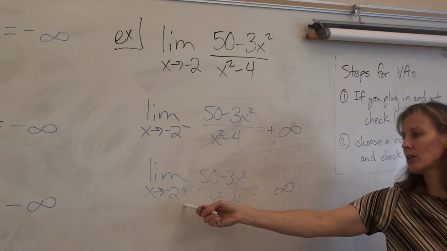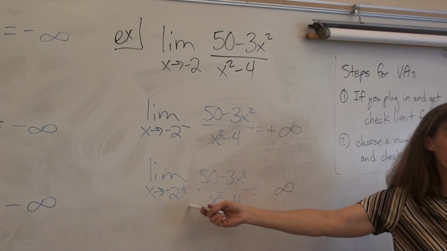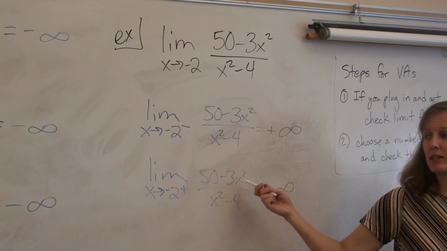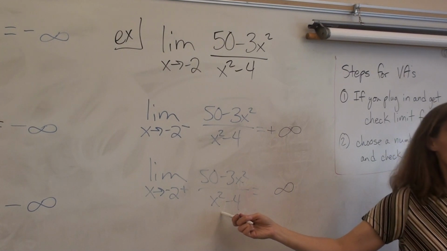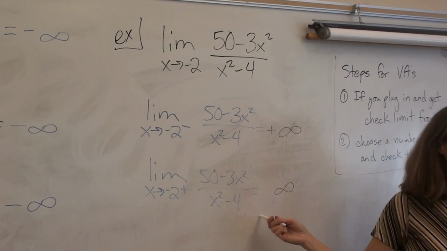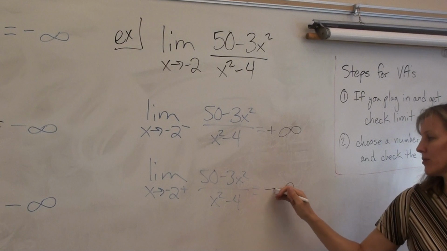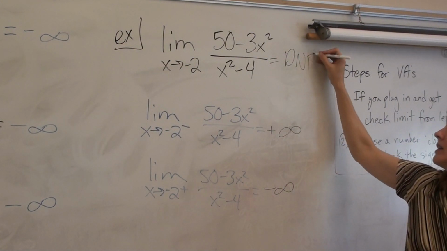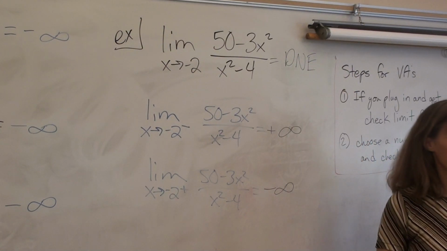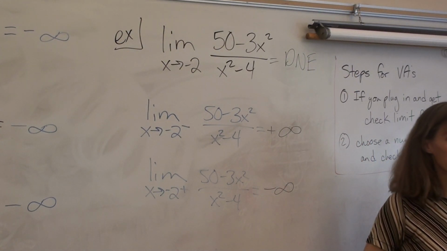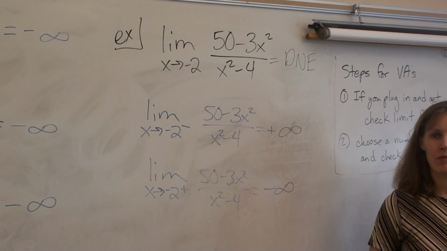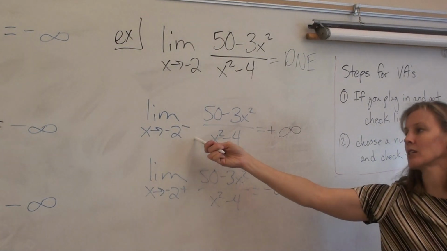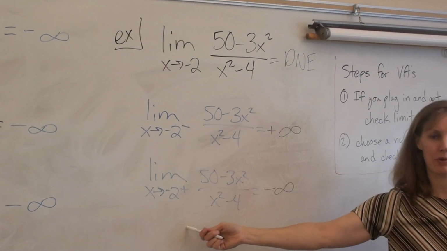If I pick something close to negative 2 from the right, like negative 1.9, the top is still positive, but 1.9 squared is less than 4. So the bottom is going to be negative, which means what would I put for my overall limit? D and E, because they don't match. They have to match. If it asked you why, the answer would be because the limit as x approaches negative 2 from the left is not equal to the limit as x approaches negative 2 from the right.